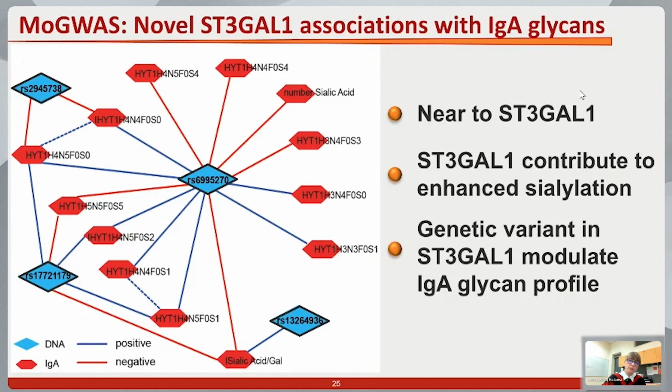But what we are showing here is that in fact there is a genetic variant which is probably contributing to these different profiles in terms of IgG glycans. And right now we are trying to put them in the context of specific disease phenotypes, and this is something which we are working on right now.